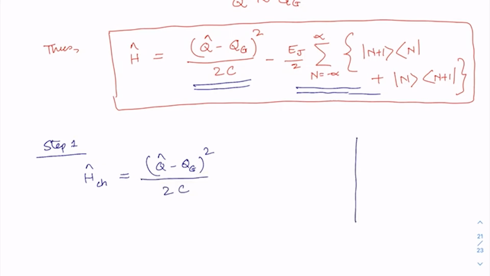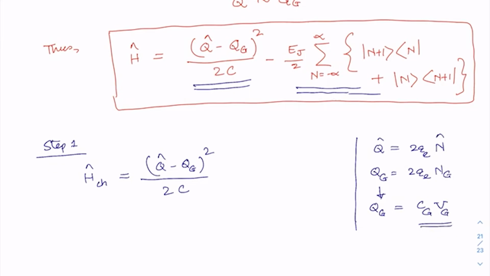This we can write in a more convenient form, because we know that Q is equal to twice the elementary charge times n, for the Cooper pair. And if we define Qg equal to twice e times ng, along similar lines, you recall that this Qg is the gate charge, and we can write it in terms of the gate voltage and a gate capacitance like this. This gate voltage is related to the external electric field by which this Cooper pair box can be tuned.